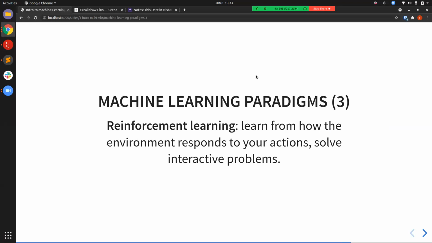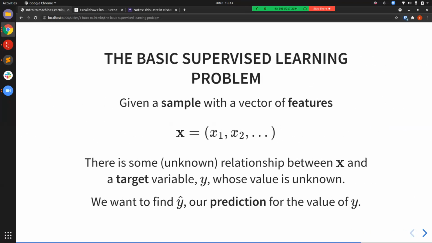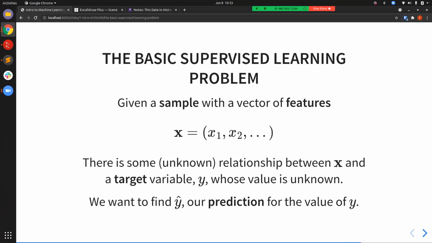So in most of this course, we're going to concentrate on supervised machine learning. So I'm just going to tell you kind of a recipe for machine learning based on supervised machine learning. And the basic supervised machine learning problem is like this. I have an input sample with a vector of features. So this X is bold, indicating that it's a vector. And I have entries in the vector X1, X2, and so on. And so there's some unknown relationship between this vector of features and a target variable Y. The value of Y is unknown. And we want to find Y hat. Y hat is our prediction for the value of Y, which is unknown to the machine learning system.